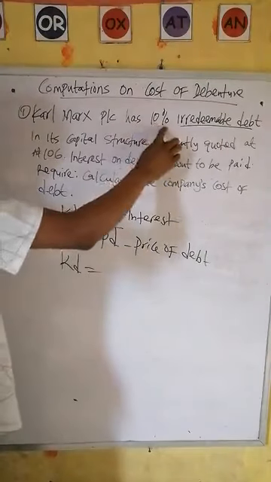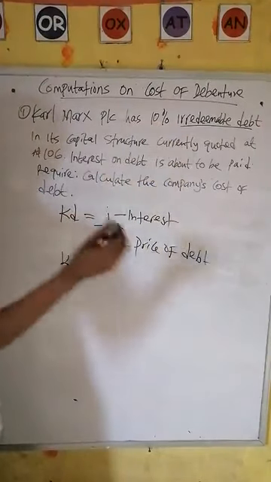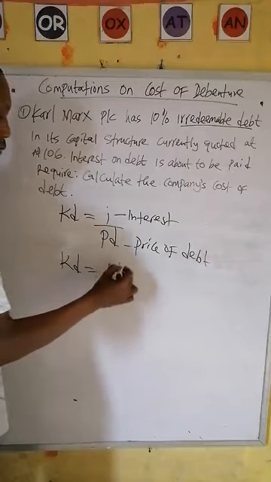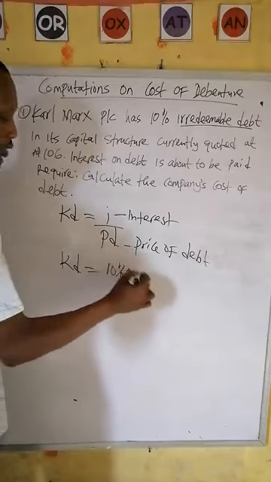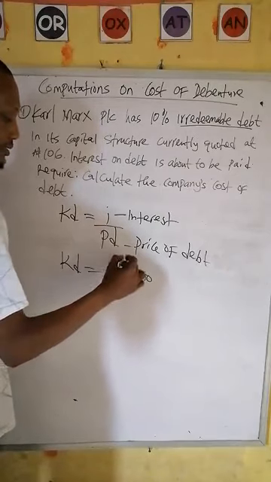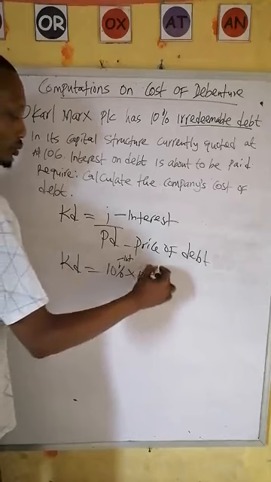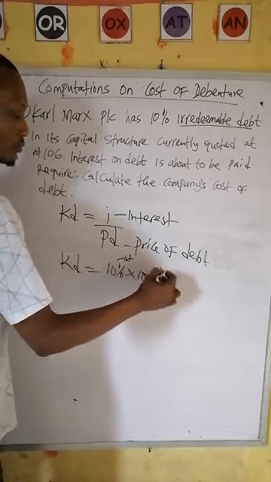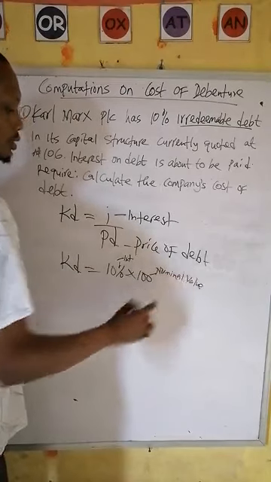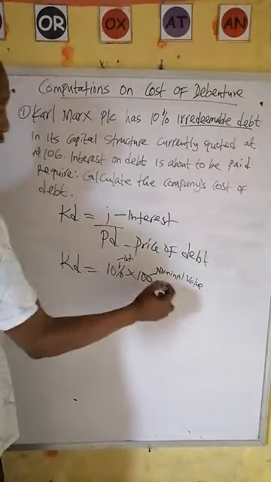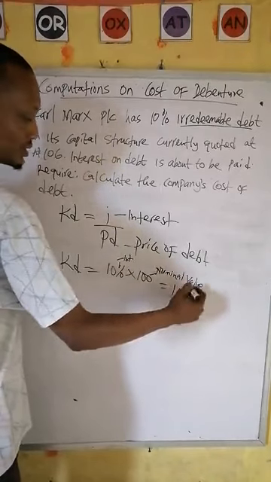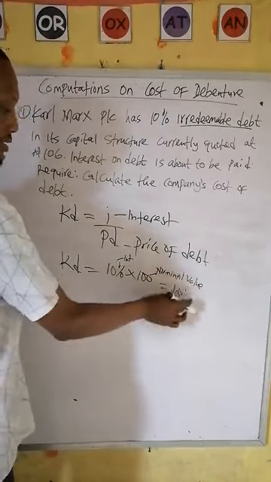So when you have 10%, it means they're making reference to what? You said it's interest, so it is 10% of what? Of the nominal value of 100. So the nominal value of one debenture is 100 naira. Therefore, 10% of 100 is still 10.